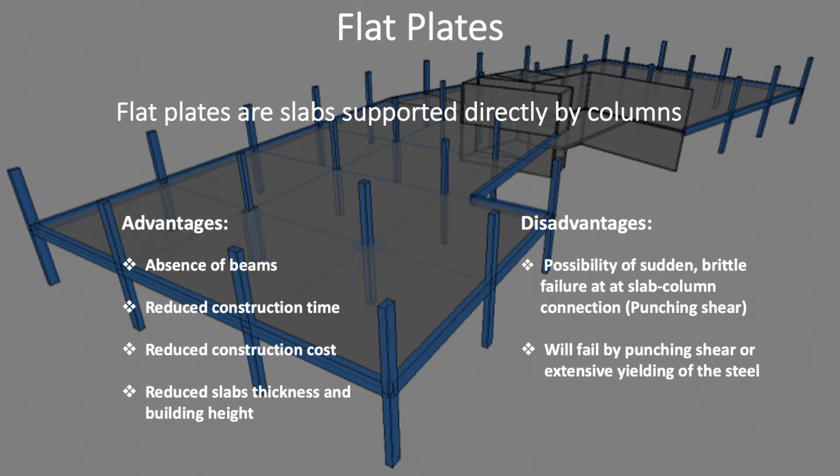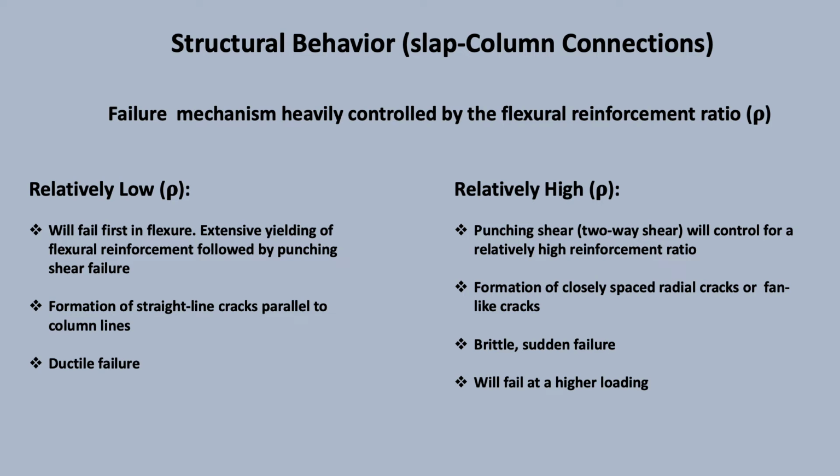Some of the disadvantages of using flat plates include, most importantly, the possibility of sudden brittle failure at the slab-column connection, which is called punching shear. Flat plates will fail by either punching shear or extensive yielding of the flexural steel. The failure mechanism of flat plates is heavily controlled by the flexural reinforcement ratio.